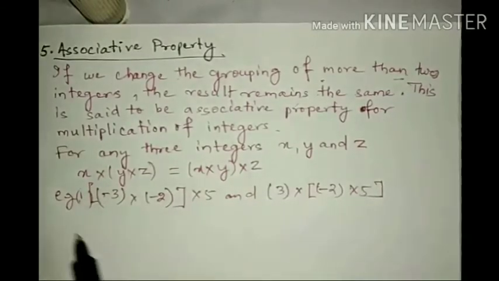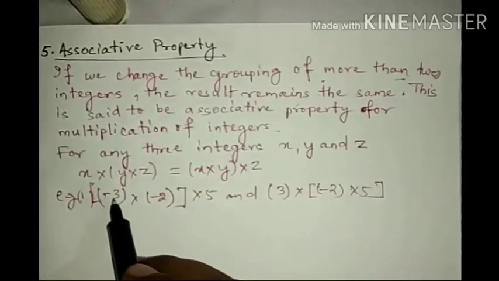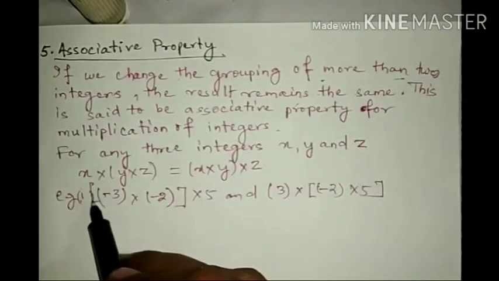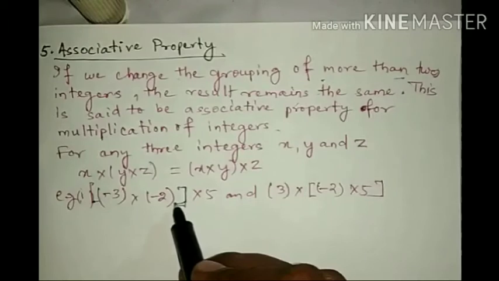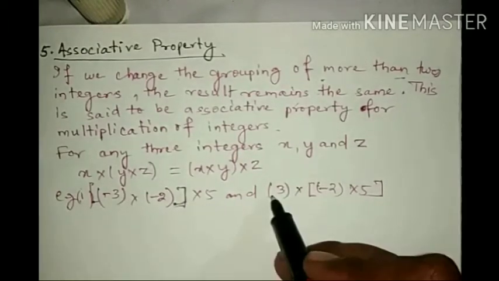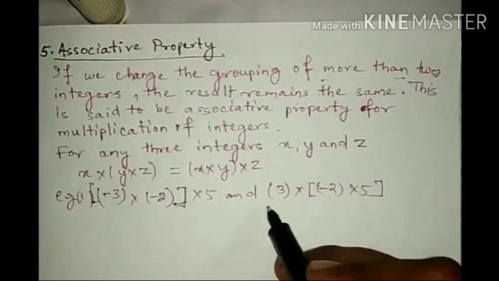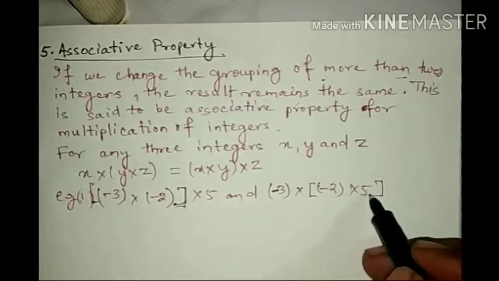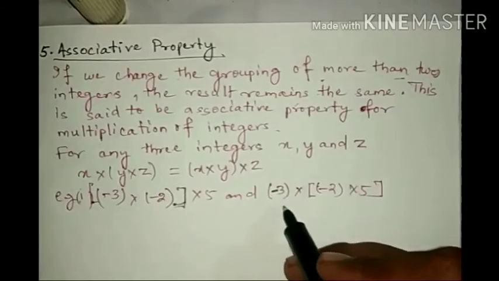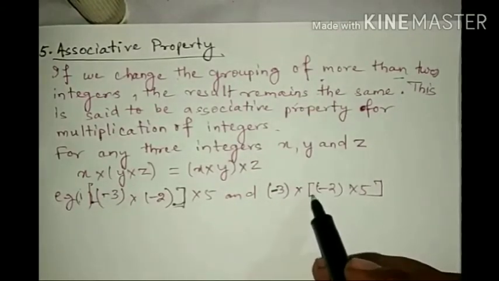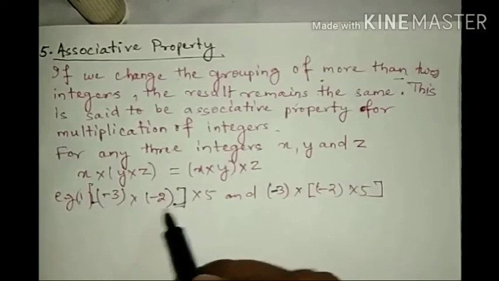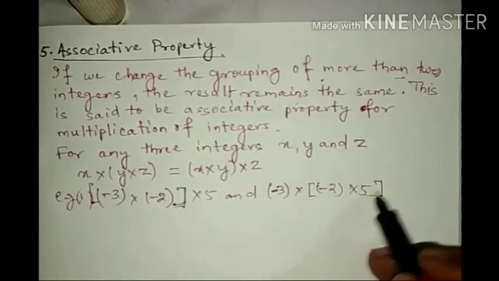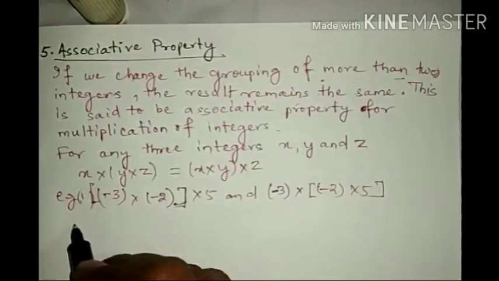So we'll see one example. What is given? Minus 3 into minus 2 into 5. So minus 3 into minus 2 are put in brackets, and in the second one the same thing, minus 3 into minus 2 into 5. So here, in the first, the first and second numbers are grouped in brackets, and here the second and third numbers are grouped. So we will see what we are getting.